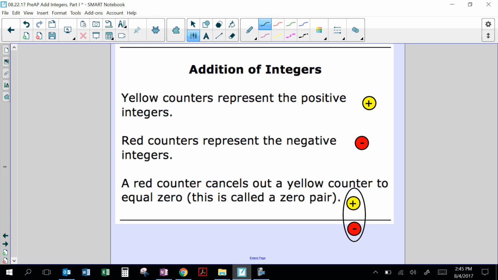So today we're going to be talking about addition of integers using algebra tiles. You'll be getting these algebra tiles, or the little tiles. The yellow counters represent the positive integers, and the red counters will represent the negative integers. When you put a yellow counter with a red counter, or a positive integer with a negative integer, what's going to happen? They are going to cancel each other out. Think of it as a zero pair. A positive and a negative cancel each other out. We will call that a zero pair.